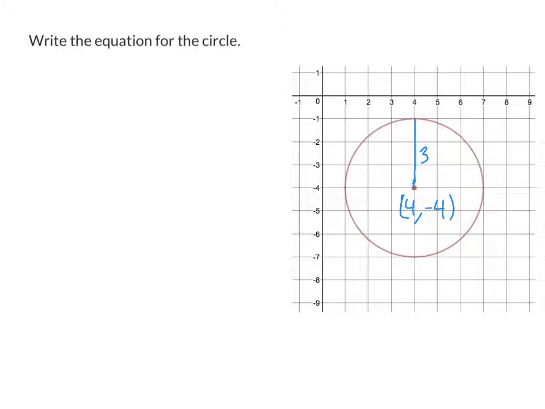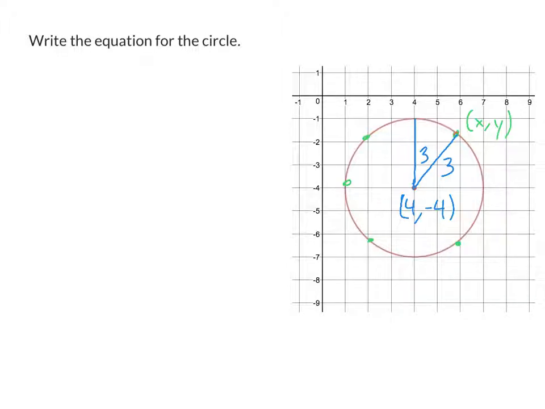Now, what I need to do is pick some point on the circle that's representative of all the points. I'll call this (x, y). Because this circle has a radius of 3, the distance from the center to that point should be 3. And no matter where I pick (x, y), the distance to that point should be 3 units. I choose (x, y) instead of a point that I know because there are many, many points on this circle. I don't know all of their ordered pairs, but they are of the form (x, y).